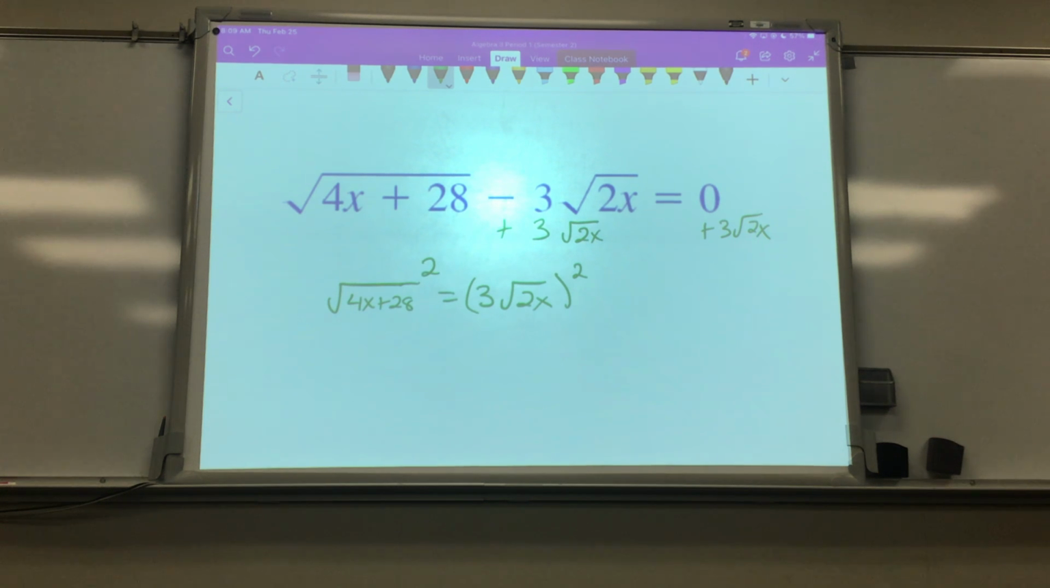We square the whole side, right? The whole left side, the whole right side. Okay? It's nice on the left side because that's just going to cancel out the square root to give us that 4x plus 28. Other side a little bit different. Okay, so that's going to say 3 square root 2x times 3 square root 2x. So you've got to be able to multiply.